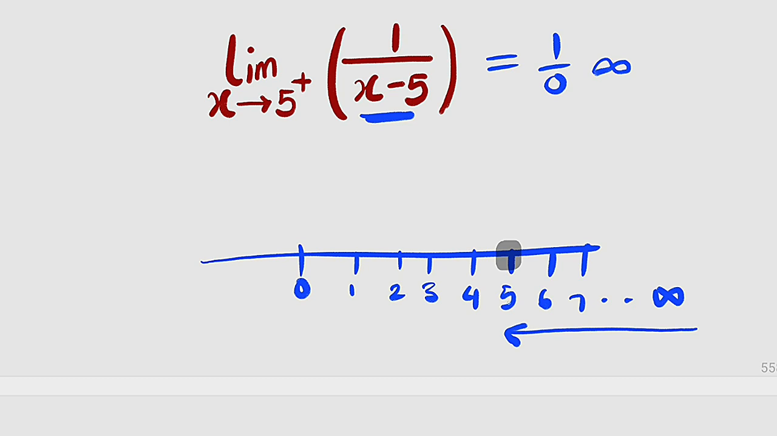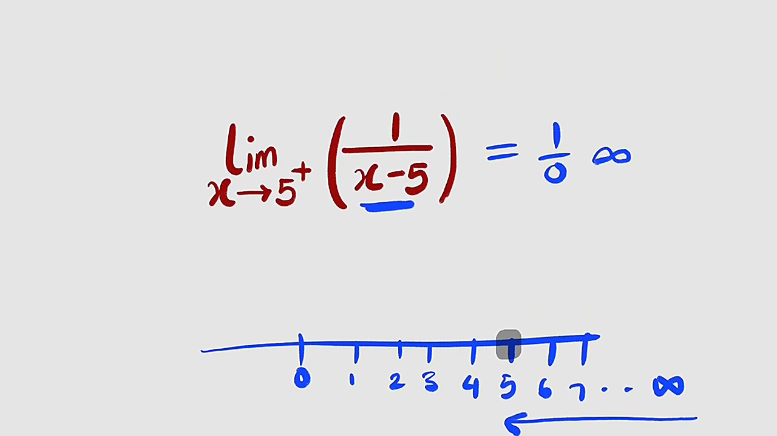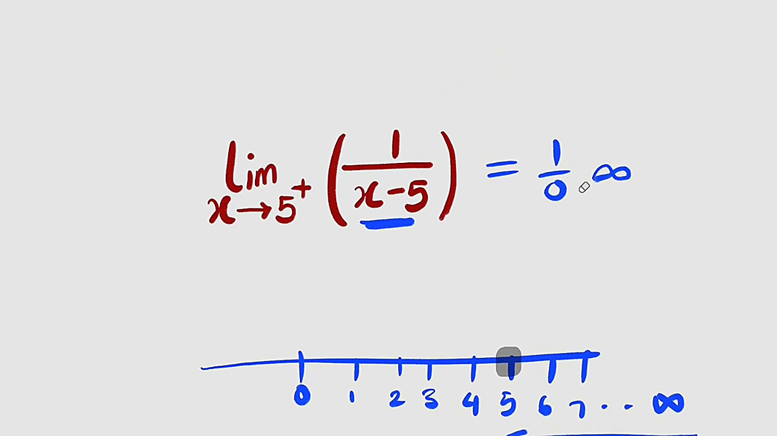We can take 5.1, 5.2, 5.00001. All these numbers are greater than 5, and hence we are going to get a positive number here. So it is approaching 0 from the right, meaning the whole of this is going to approach positive infinity. Therefore, the answer to this problem is positive infinity.